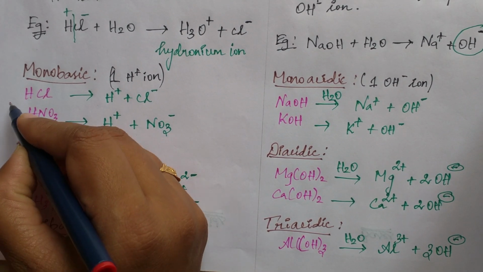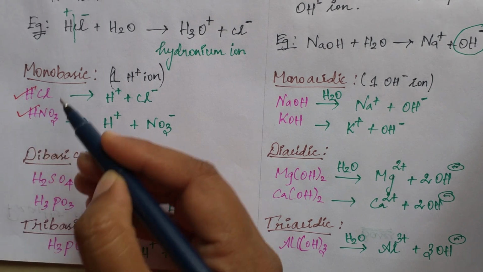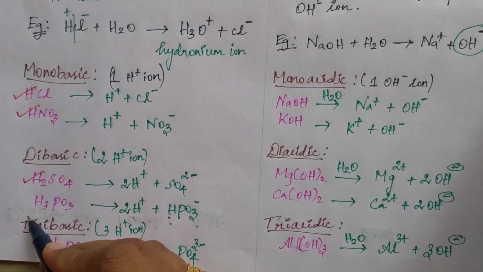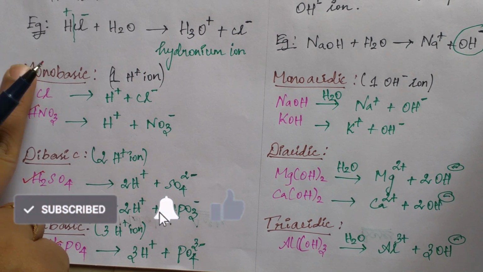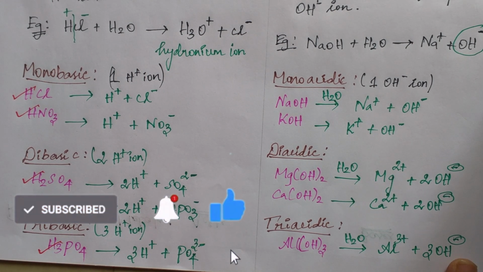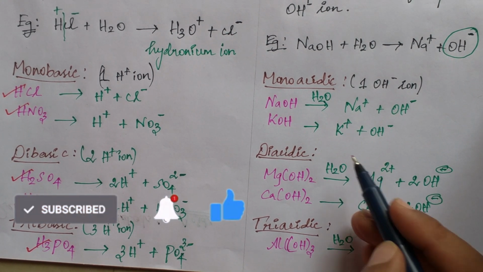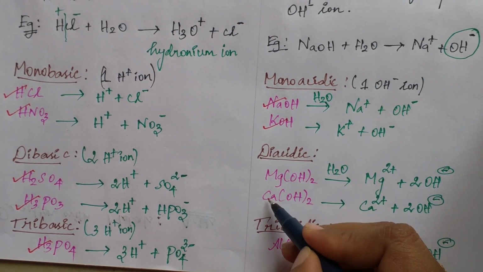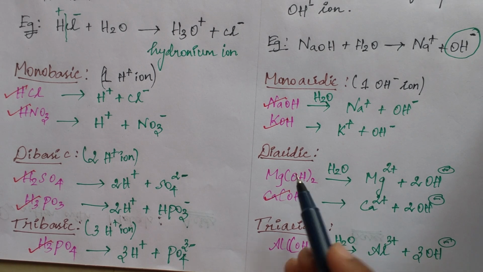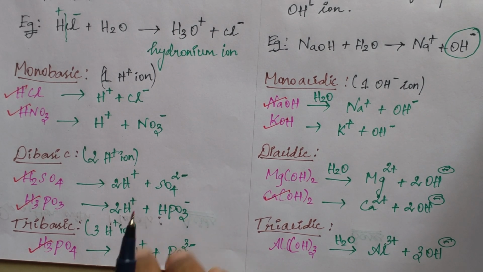So HCl, HNO3, sulfuric acid, phosphorus acid, phosphoric acid. For acids, these are very, very important acids. And for bases, sodium hydroxide, KOH, calcium hydroxide. So these things you should know, students. Next we will discuss the chemical properties of acids and bases.